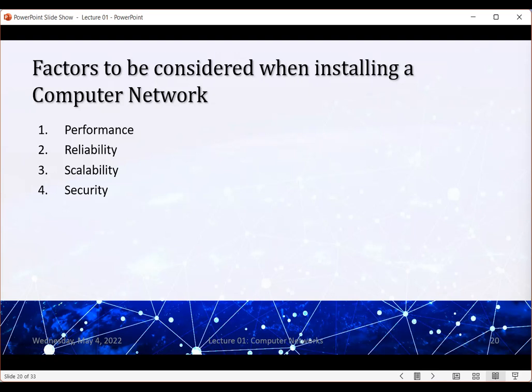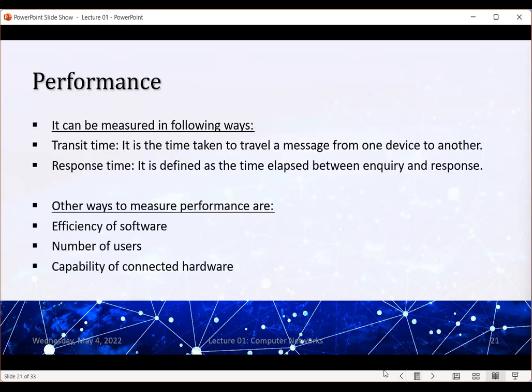Let's see one by one, right? First one, performance. Now, usually performance can be measured in different ways. Sometimes we can consider the performance based on the data transfer rate, the speed which the medium uses to transfer the data between devices. Using it, we can measure the performance.